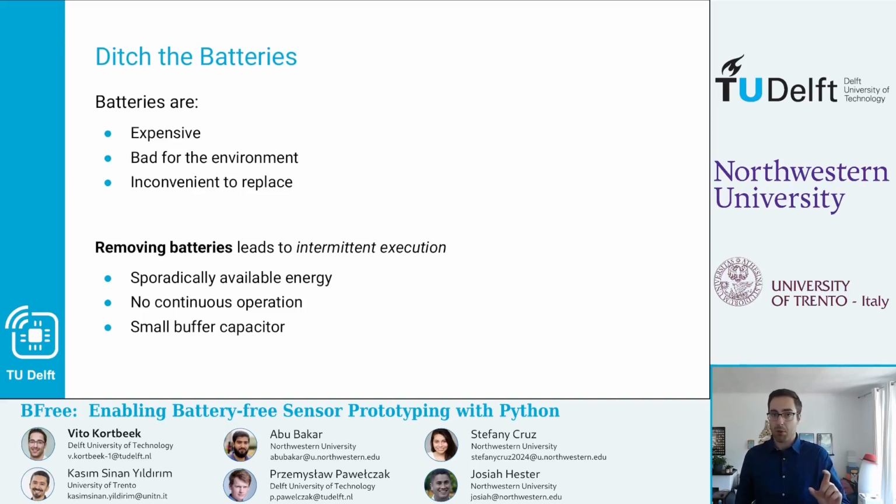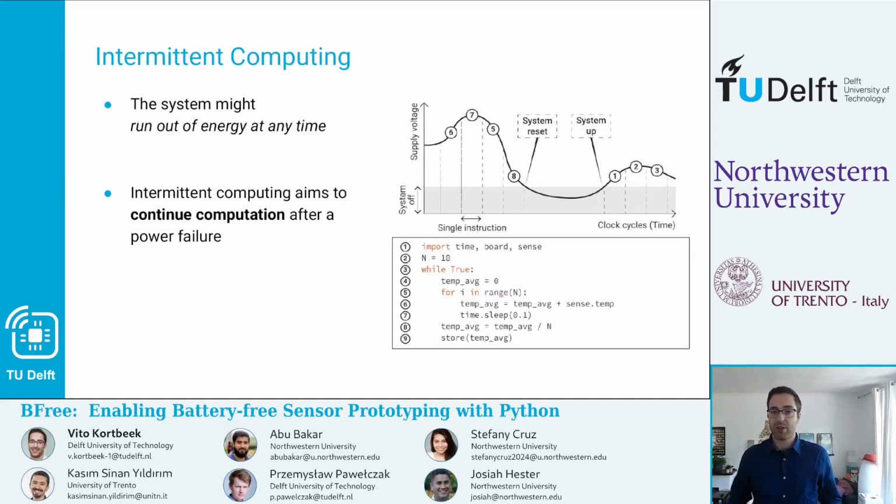So we use a small buffer capacitor which is charged by the harvested energy, and whenever it reaches a certain threshold, that energy will be used to execute. This is intermittent execution, and to make sure that everything runs smoothly and can continue where you left off when the system dies, it's intermittent computing.